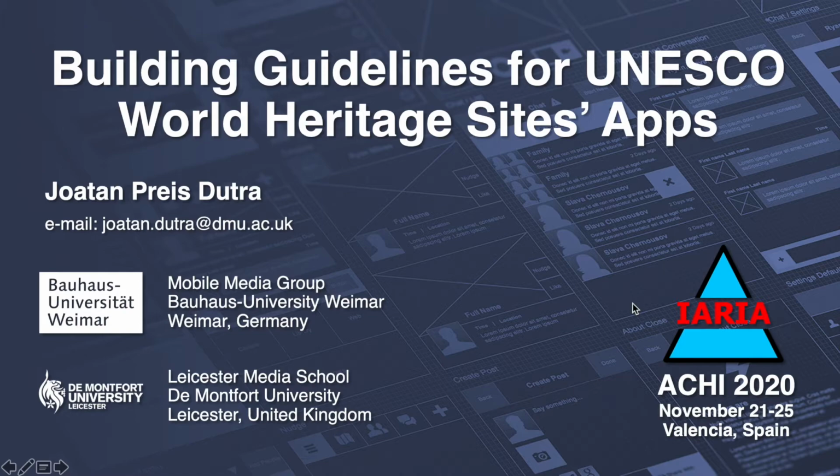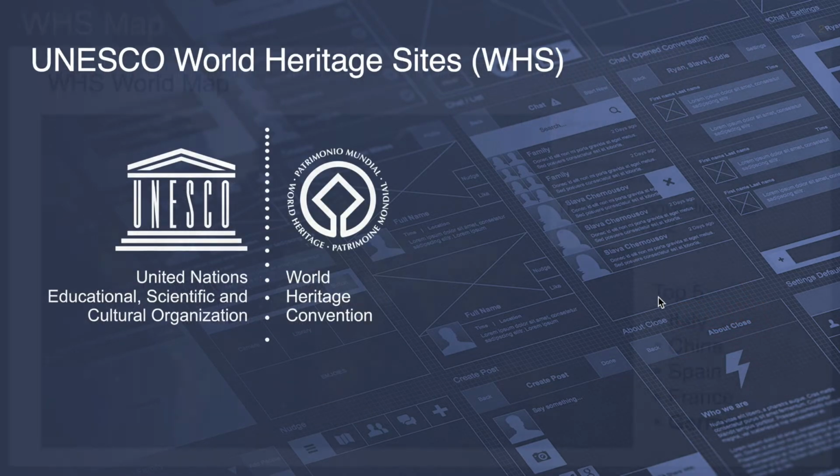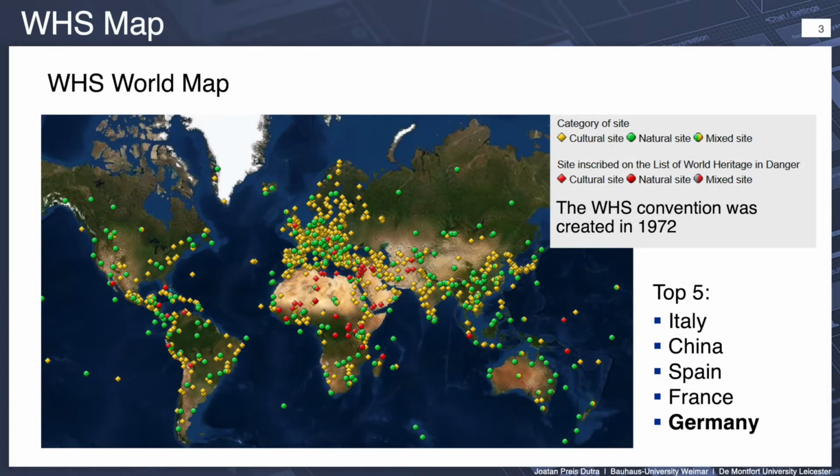So it's a convention that was implemented in 1972. And when you see here in the map, you can see now in the screen, it is spread around the globe. And if you collect the top 5 countries, they are Italy, China, Spain, France, and Germany. So this research was placed in Germany, which makes an ideal scenario for using UNESCO World Heritage Sites.